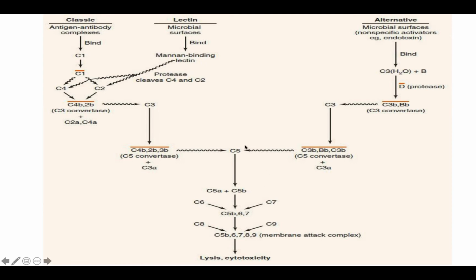So now I have cleaved C5 into B and A. C5A is the chemotaxis factor. C5B will undergo the formation of the membrane attack complex, which is formed from C5B with 6 and 7 entering together, and then 8 and 9 join them. From 6 onward there is no cleavage, no A and B. They just all get recruited. So I have C5B and then I recruit 6, 7, 8, 9. C5B with 6, 7, 8, and 9 is called a membrane attack complex.